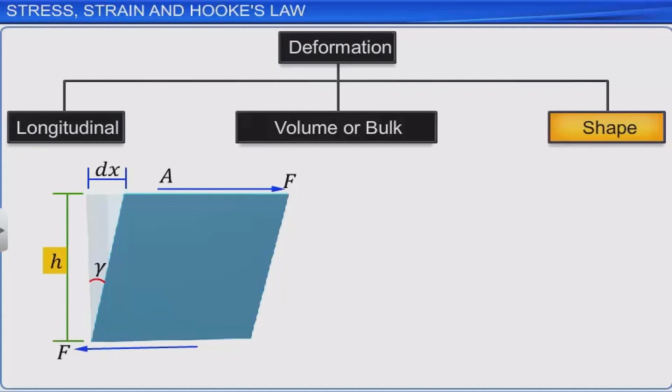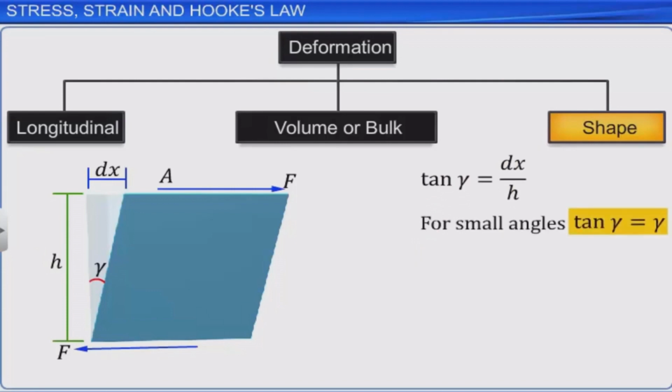Then, using the geometry of the right triangle, we get the trigonometric ratio tan gamma is equal to dx by h. For small angles, the value of tan gamma is nearly equal to gamma, and hence, for practical purposes, we consider gamma equal to dx by h. This gamma is the shear strain of the material of the body and is expressed in radians.